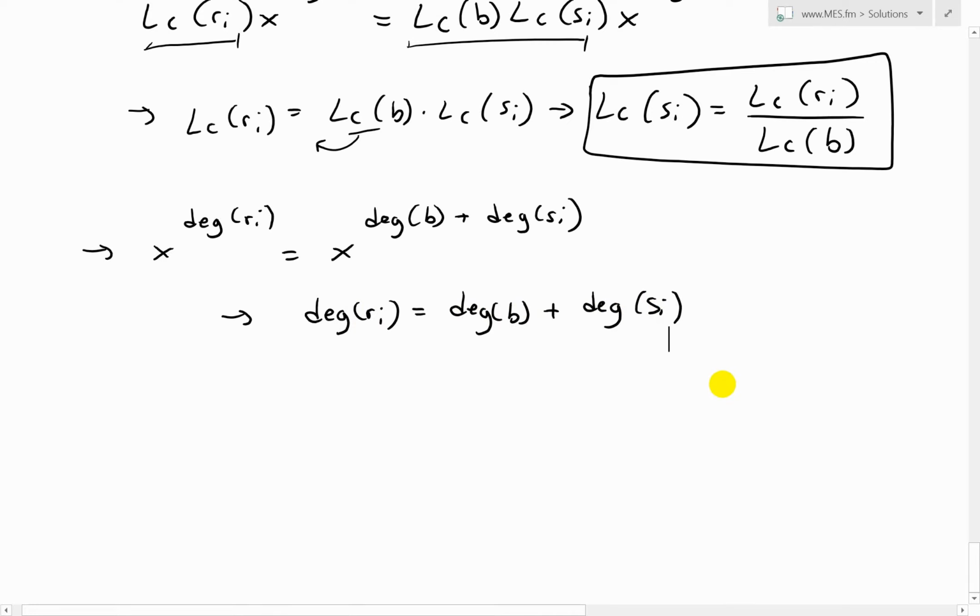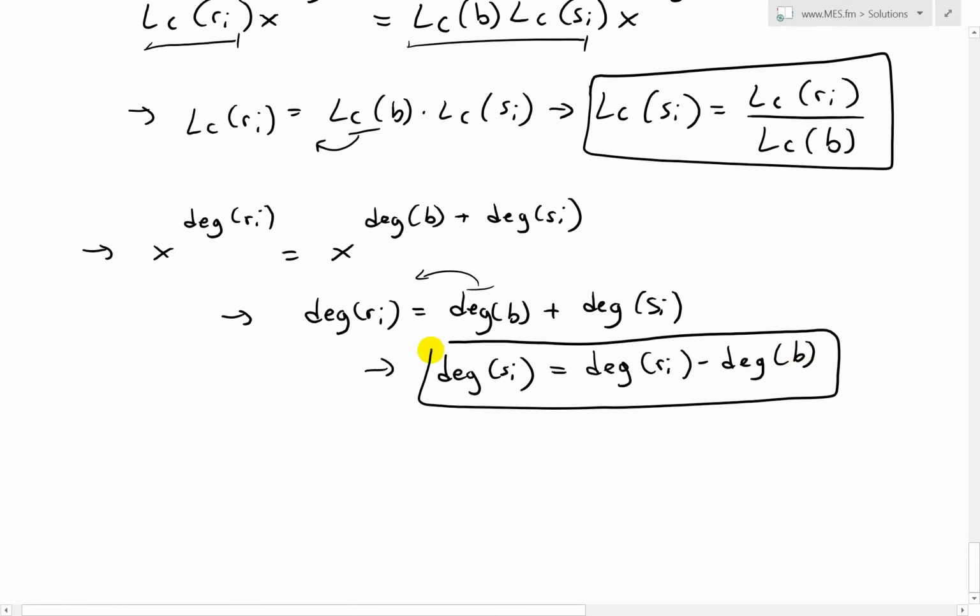And then we could just rearrange this one, and we get the degree of SI equals, just move this over to this side, the degree of RI minus the degree of B. Very, very interesting. And it's exactly the same thing as the Wikipedia algorithm.